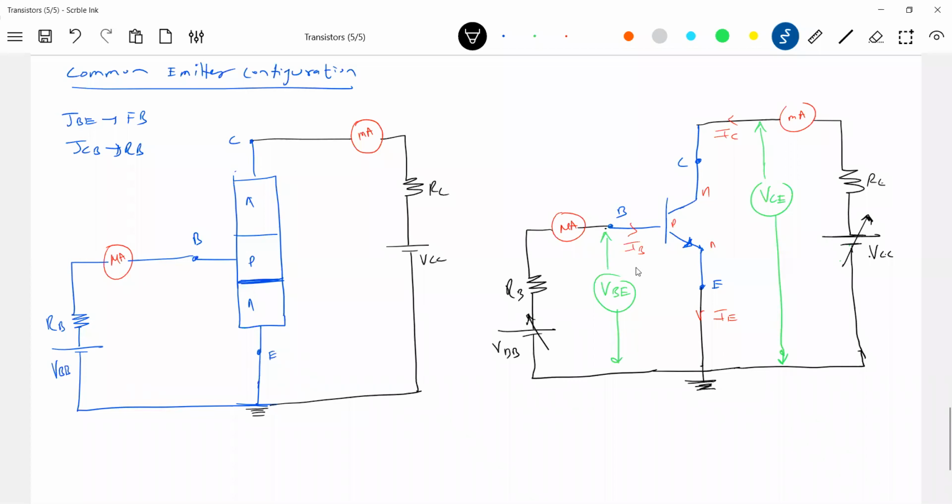What is the duty of this? It will measure the base current. Or this measures the collector current. That is the duty of those meters, they are ammeters. This is a voltmeter, it measures the base emitter voltage. And this measures the collector emitter voltage.